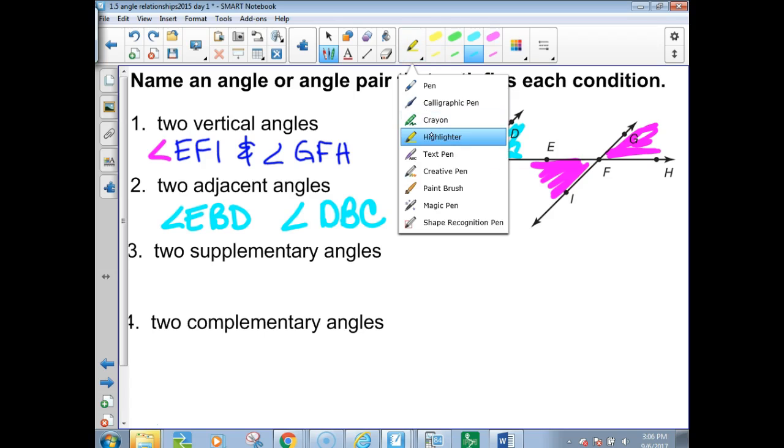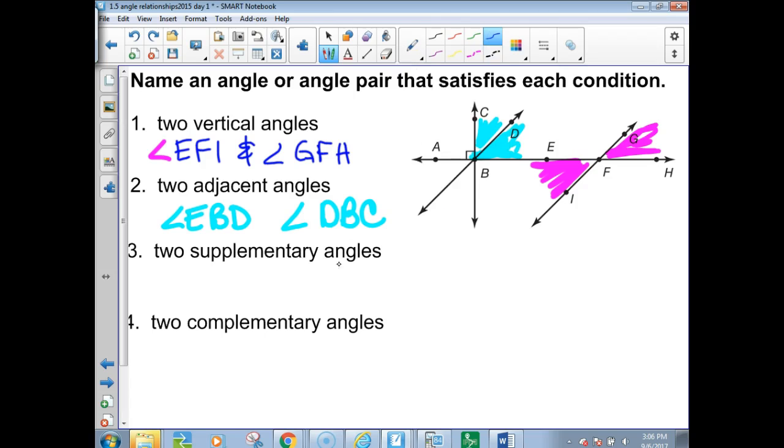Now, he just so happened to name the pair that we're going to need to use for number 4. Do you see why? 2 complementary angles. These also add up to 90. So that would be the answer also for number 4. Angle EBD and angle DBC.